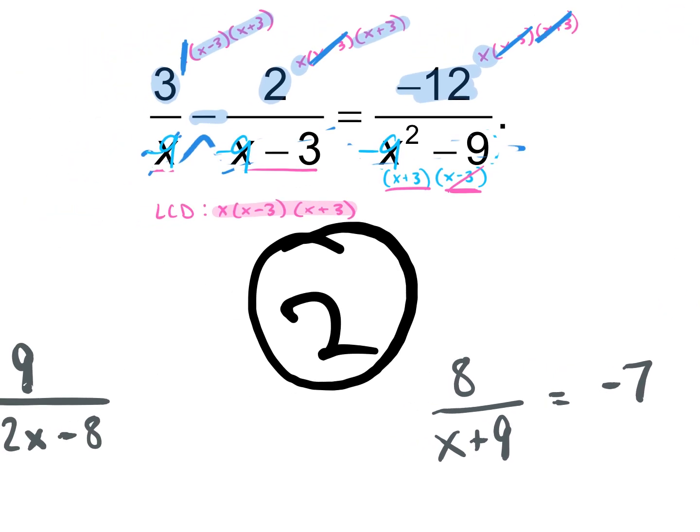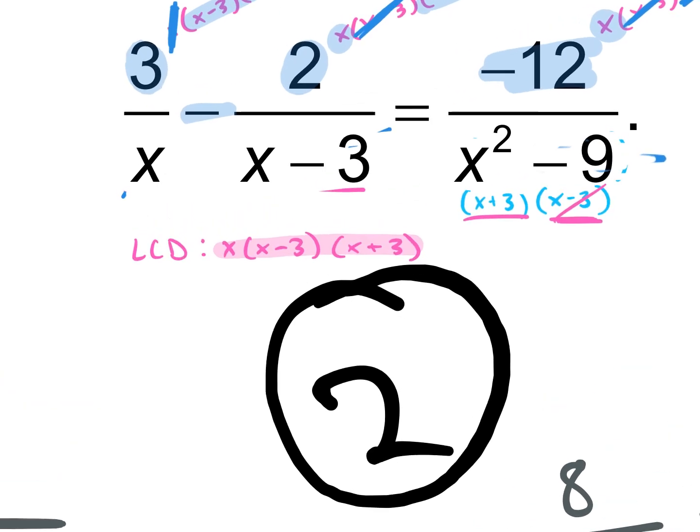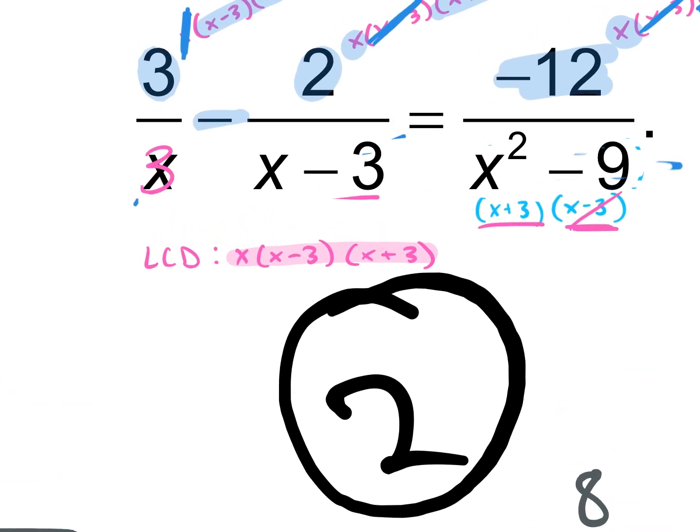Now let's plug in 3. So I'm going to plug in 3 into all my denominators because I need to make sure that we don't get 0 in one of the denominators. So if I plug in 3 to the first one, we're good there. If I plug in 3 to the second one, what's 3 minus 3?